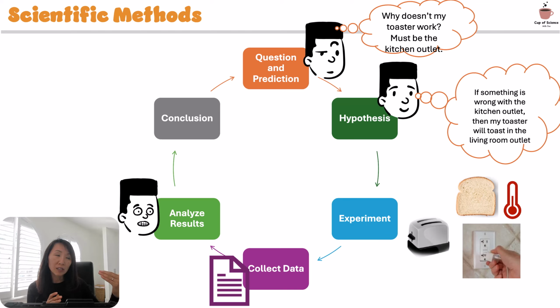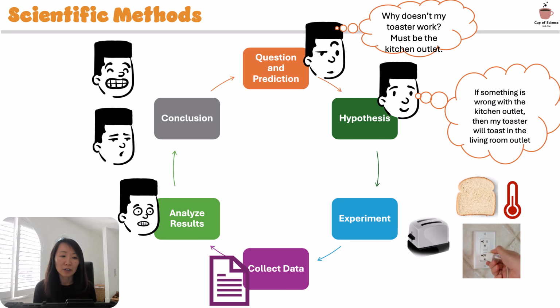Okay, so if this happened, this happened. If I did this, this happened. Maybe potentially, maybe I need to do something else. And you start thinking. So you start analyzing the results that you got from the collection of the data. Then you come up with a final conclusion.